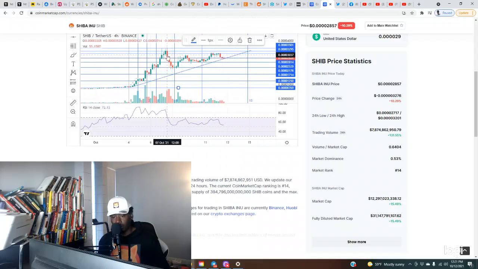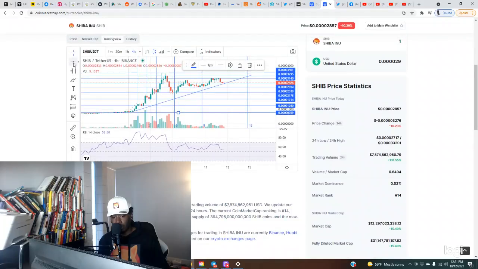And we are forming a flag as well. So we got a flag right here. So let's see, okay, I'm not sure where that part just went, but let me grab it again. Oh, that's because I had it on a horizontal line instead of a trend line. So you got to make sure you got your trend lines instead of a horizontal line. So we are primed for a breakout.